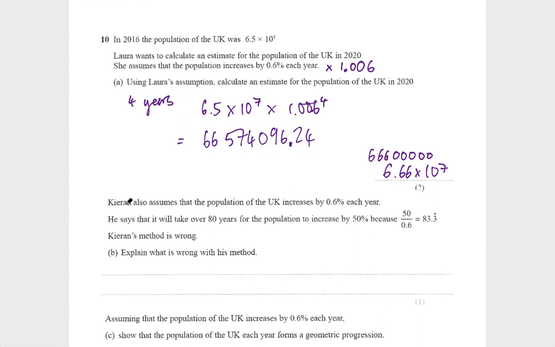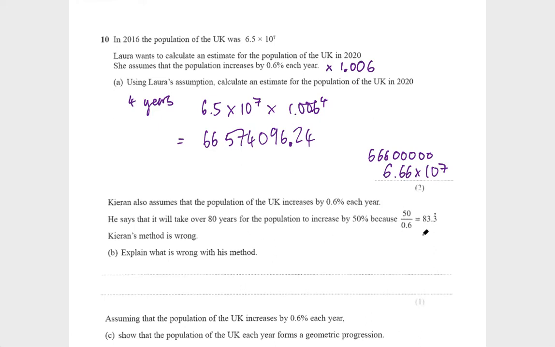Okay, so for part B, we've got Kieran also assumes that the population of the UK increases by 0.6% each year. He says that it will take over 80 years for the population to increase by 50% because 50 over 0.6 is 83.3 recurring. Kieran's method is wrong. Explain what is wrong with his method.